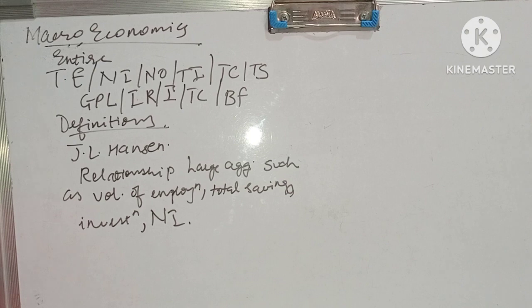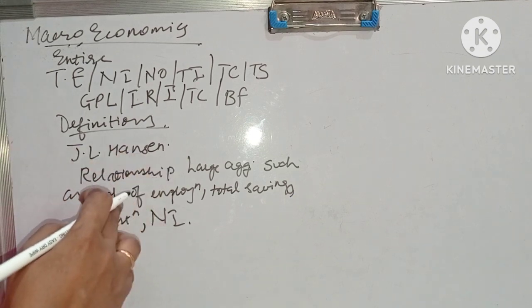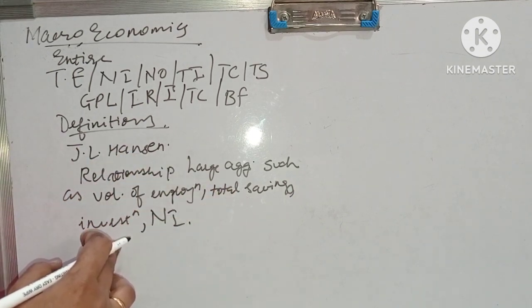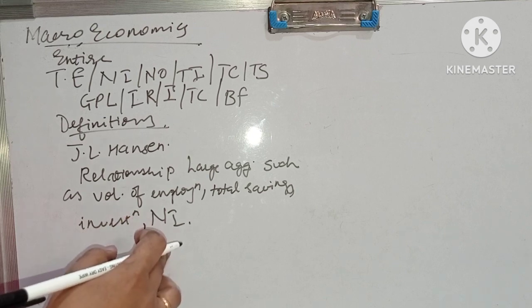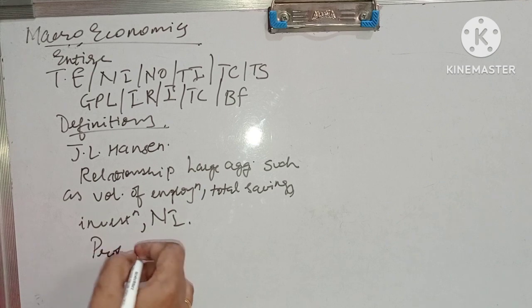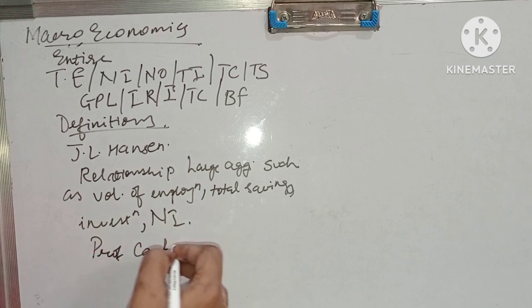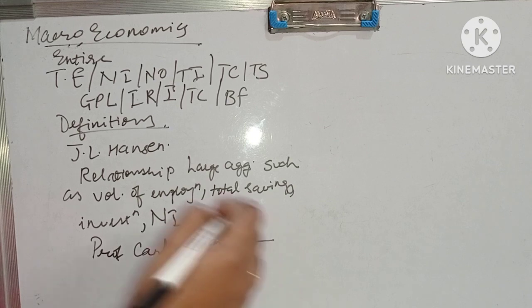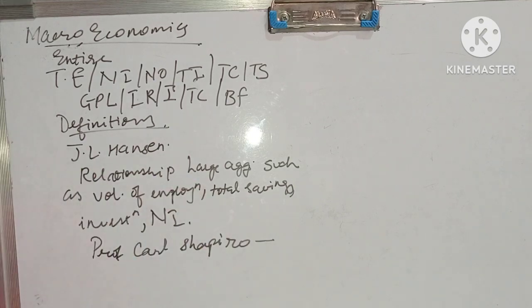Okay, that is the economist. It's a branch of economics which considers the relation between large aggregates such as volume of employment, total amount of savings, investments, national income, etc. Another economist was Professor Carl Shapiro. What did he state? Macroeconomics deals with the functioning of the economy as a whole.